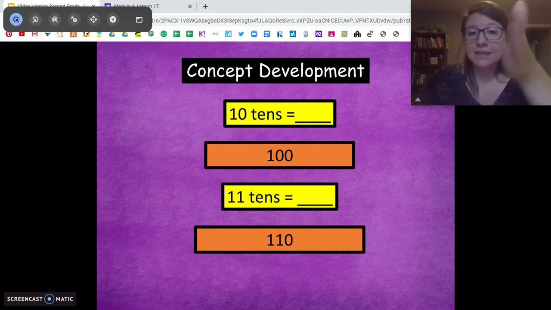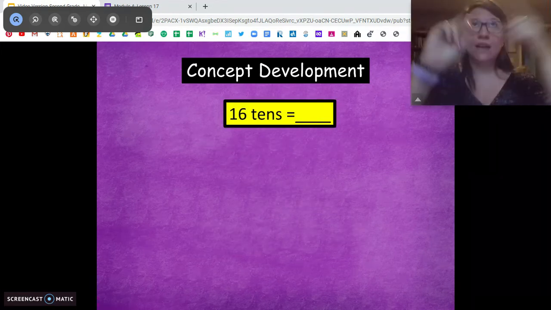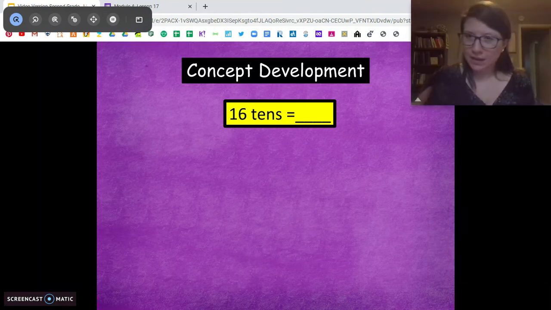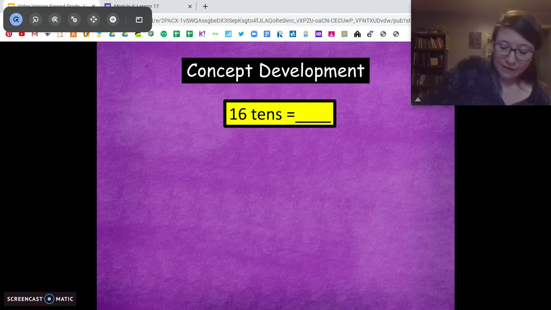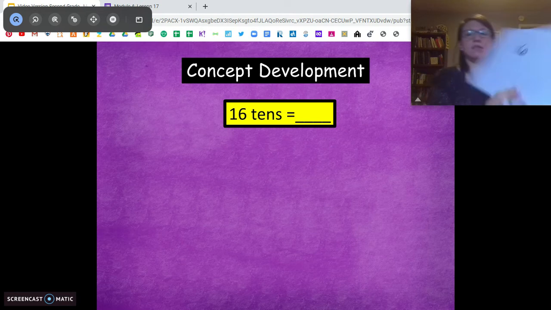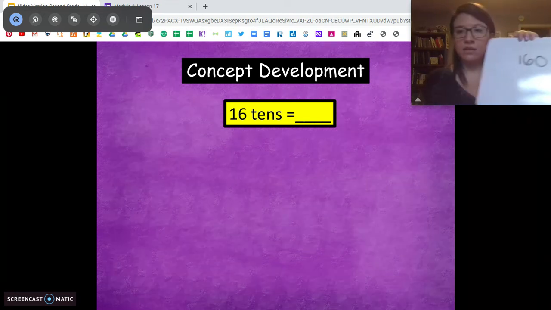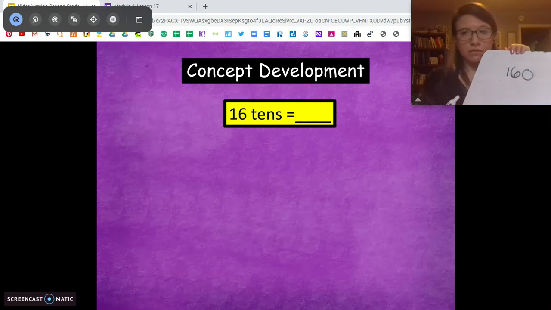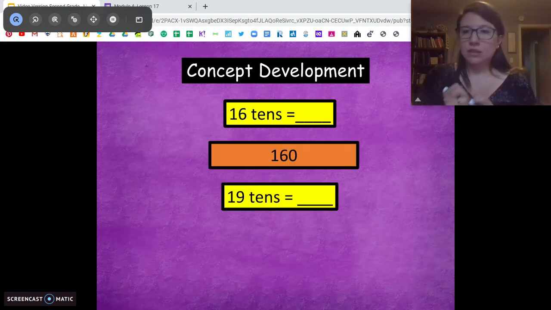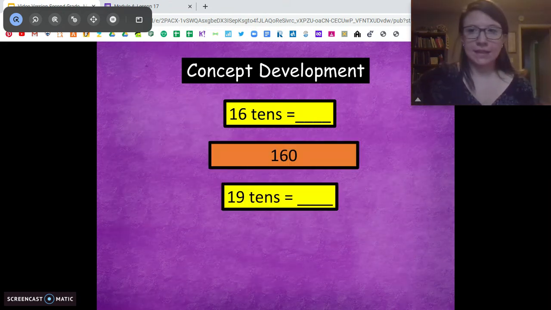Or you can use what you know. I know 10 tens is 100, and I have to add 6 more tens, so I can go 110, 120, 130, 140, 150, 160. A couple different ways you can figure that out, or you can just notice the pattern. When we have 16 tens, we're adding that extra group onto there, giving it 160. What's 19 tens? Use those same patterns. What is 19 tens going to equal?